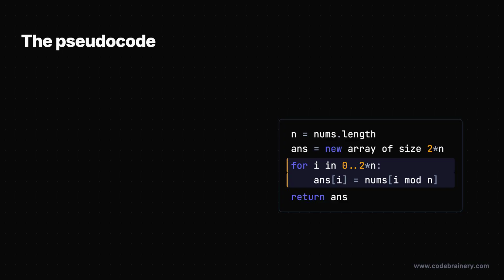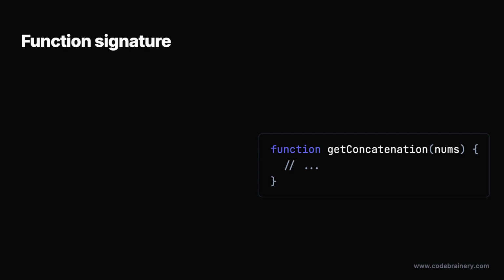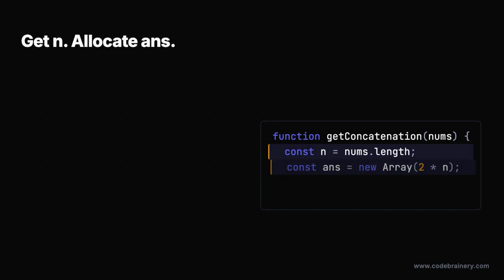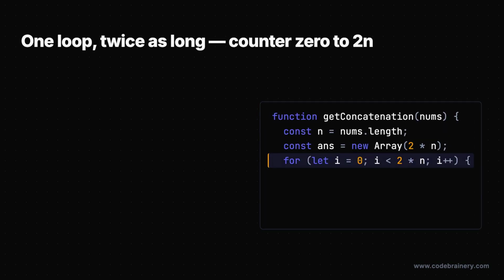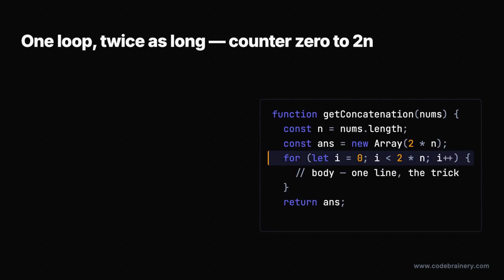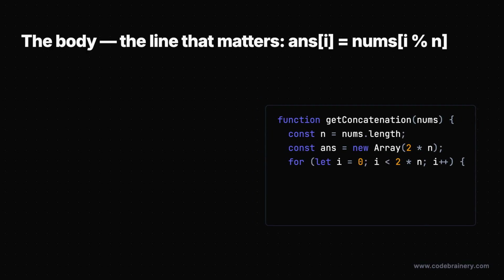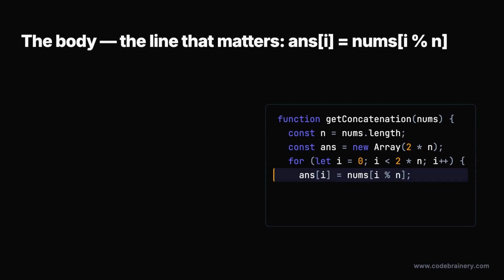3 lines total. JavaScript, same function signature as Part 1. Function getConcatenation takes one parameter, returns the new array. Same 2 setup lines. Store the input length in n. Allocate the output array of size 2 times n. Here's where Part 2 diverges. One loop. The counter runs from 0 up to 2 times n. Twice as many iterations as Part 1's first loop, but the body does both copies at once. The body. Output at counter equals input at counter modulo n.